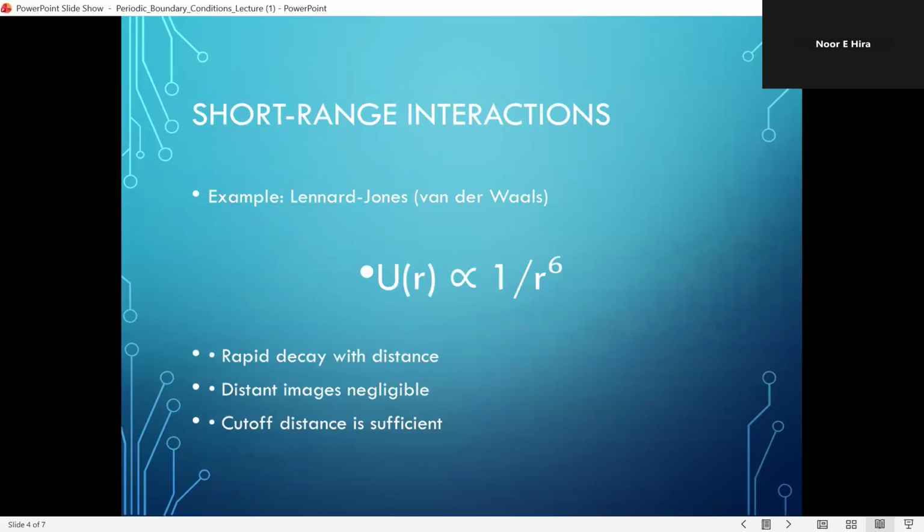For the short range, there is a rapid decay with distance, proportional to 1 over r to the power 6. So it acts over a very small distance. That's why it involves the Lennard-Jones potential and van der Waals forces. If you see the plot of the Lennard-Jones potential, after some distance it flattens out, and that's why we specify a cutoff distance. The cutoff distance is sufficient, and distant images we can treat as negligible.